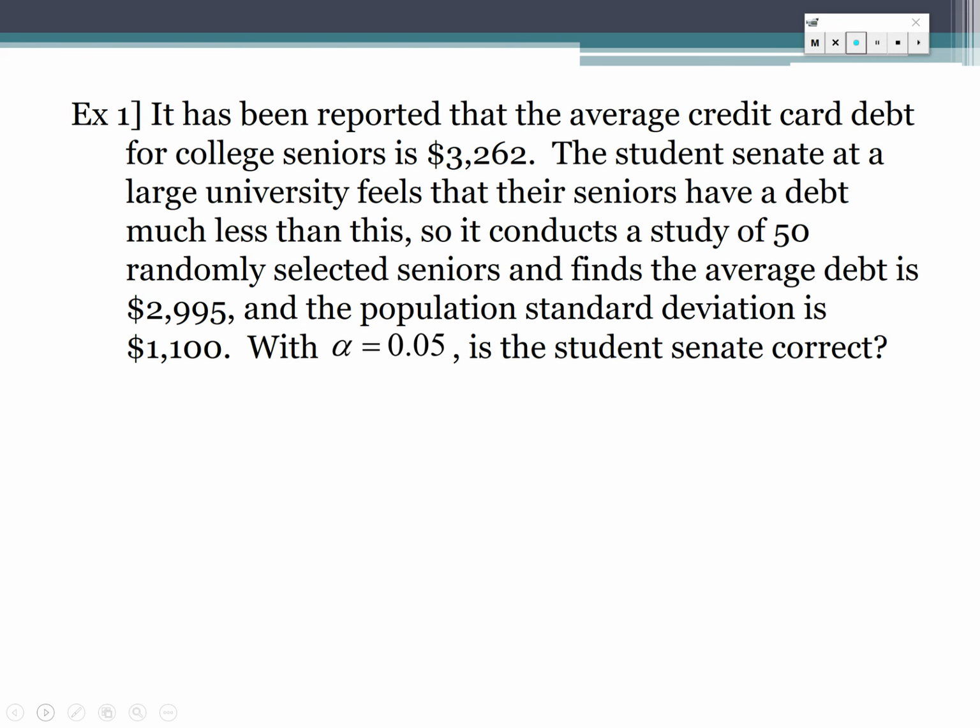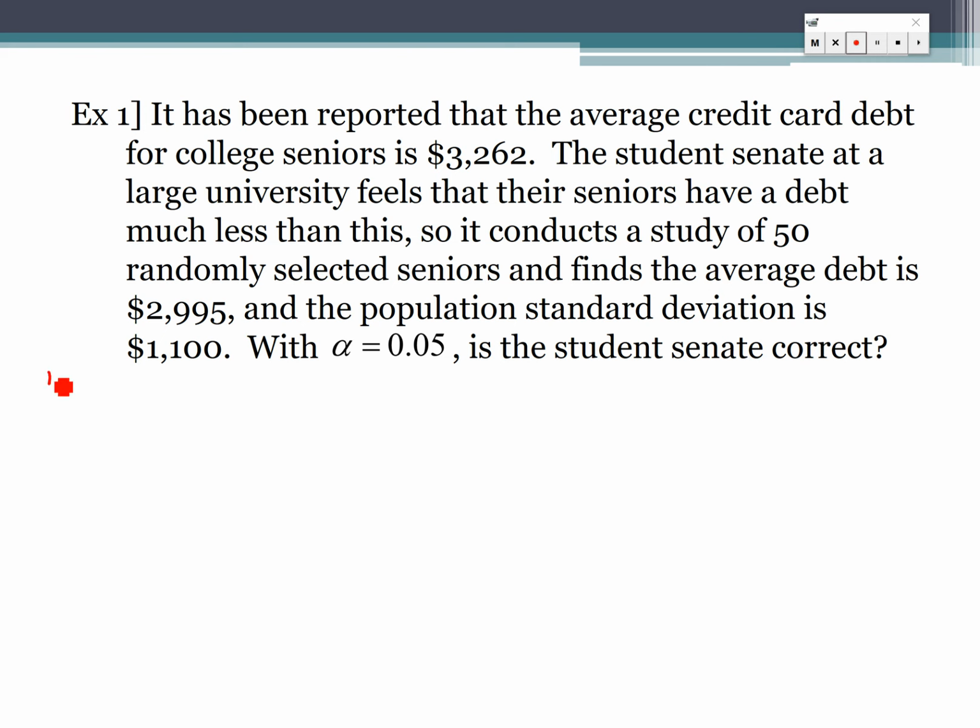It's been reported that the average credit card debt for college seniors is $3,262. The Student Senate at a large university feels that their seniors have a debt much less than this, so it conducts a study of 50 randomly selected seniors and finds the average debt is $2,995, and the population standard deviation is $1,100. When alpha equals 0.05, is the Student Senate correct? So we're going to take this piece by piece, step by step.